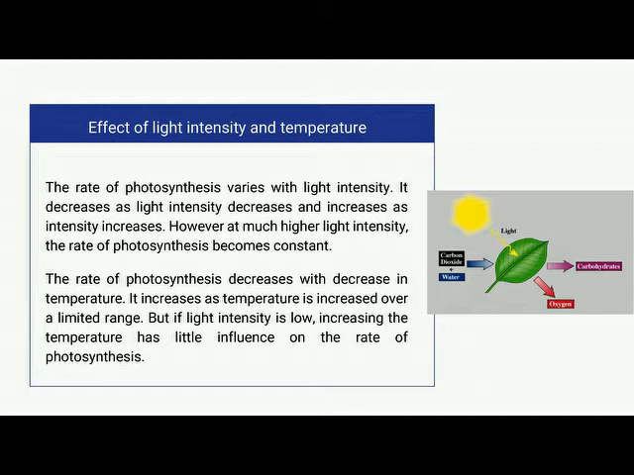Effect of light intensity and temperature. The rate of photosynthesis varies with light intensity. It decreases as light intensity decreases and increases as light intensity increases. However, at much higher light intensity, the rate of photosynthesis becomes constant. During a moderate day, if light intensity increases, the rate of photosynthesis increases. If light intensity decreases, the rate of photosynthesis decreases. But during very hot summer days, if light intensity is very high, then the rate of photosynthesis becomes constant.